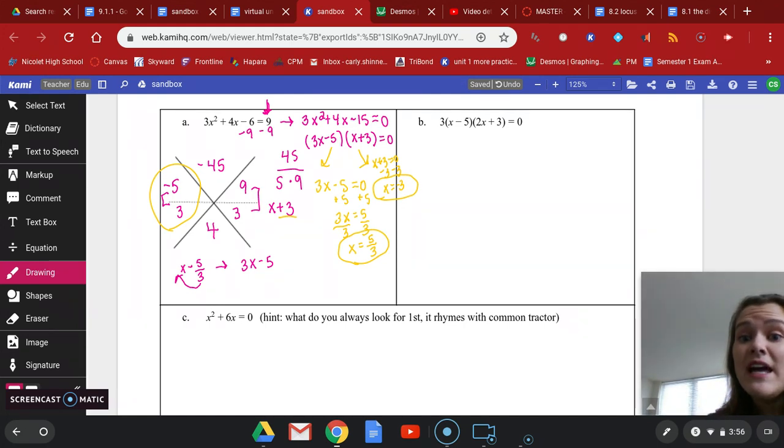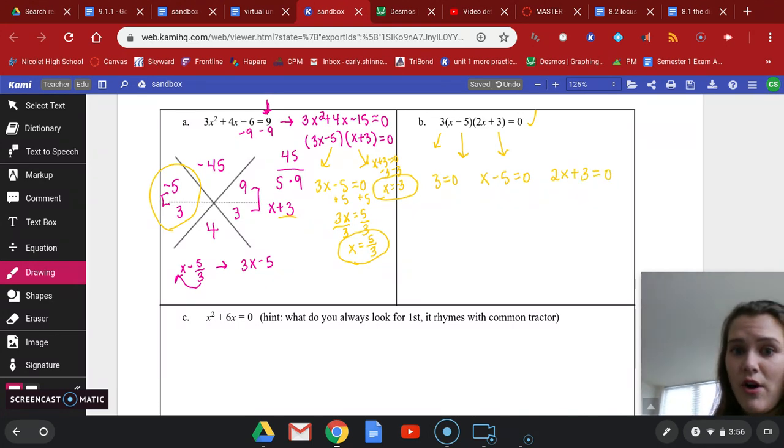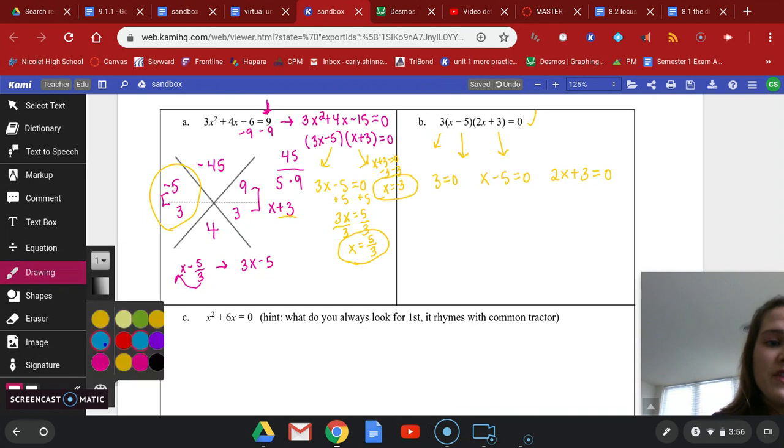In letter B, they've done the hard part for us, guys. I've got it in factored form. I've got it set equal to 0. So now I'm just going to set each of these factors equal to 0. So I either need 3 to equal 0, I need x minus 5 to equal 0, or I need 2x plus 3 to equal 0. So let's solve each of these.